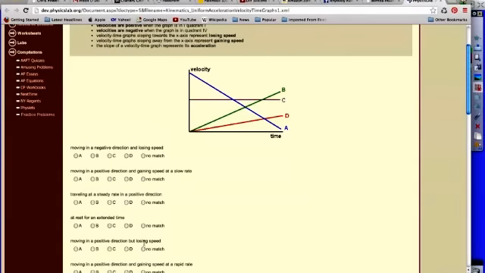Moving in a positive direction but losing speed. That's A. It's moving in a positive direction. All of these velocities are positive, and the velocity is getting smaller. Moving in a positive direction, gaining speed at a rapid rate. Well, B has a steeper slope than D, and so the rate at which the velocity is changing here is faster than this one.